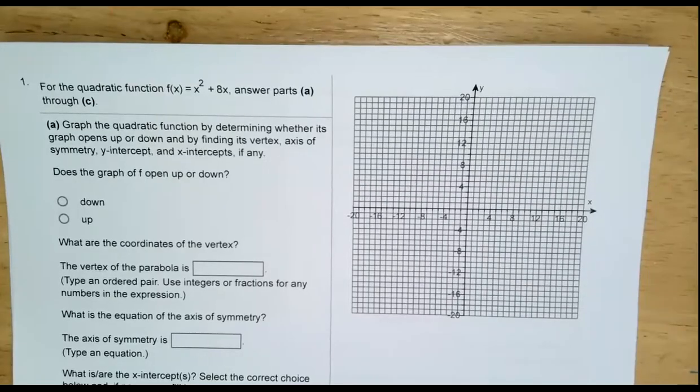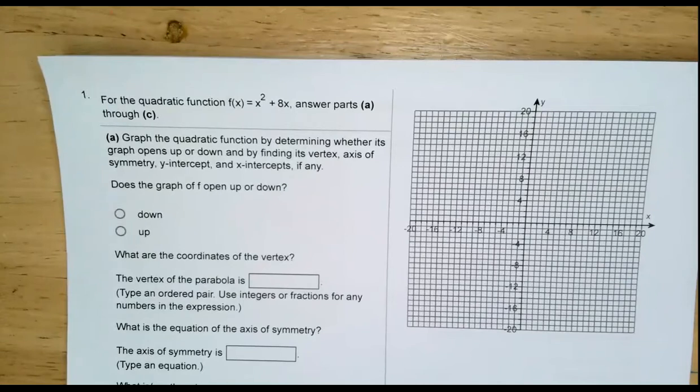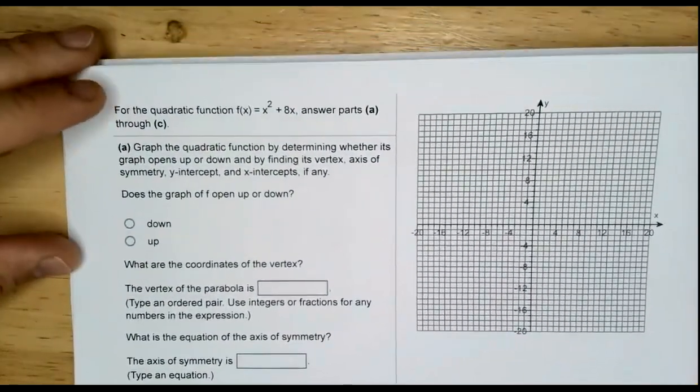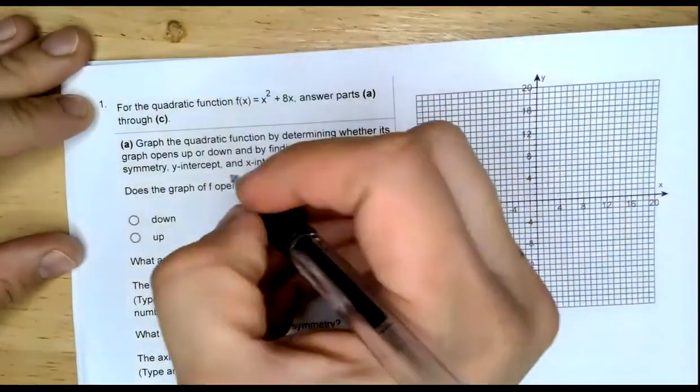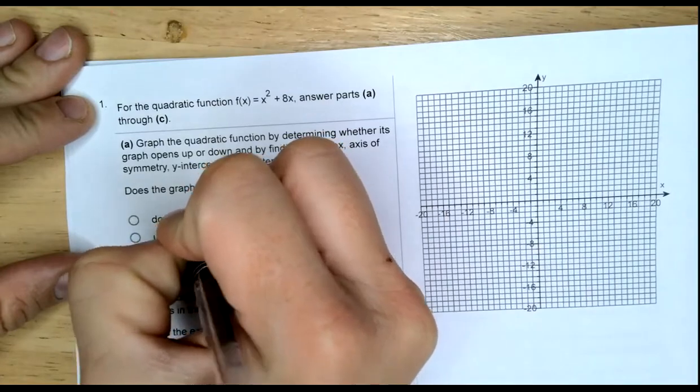All right, this is 4.3, and we're just talking about quadratic functions. So the first one says for the quadratic function f of x equals x squared plus 8x, answer A through C. So they're asking us to graph the quadratic function by determining whether its graph opens up or down and finding its vertex. So it opens down if A is a negative number.